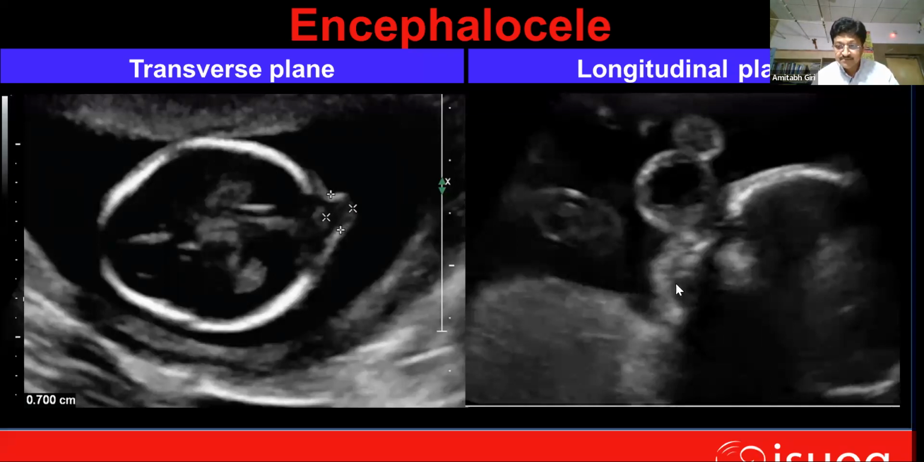And in this picture, this is the profile picture of a fetus, and there is a breach in the frontal aspect. That's the frontal bone, and there is a breach over here, and that is a frontal encephalocele.